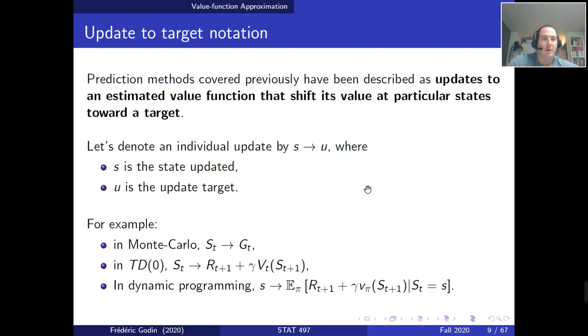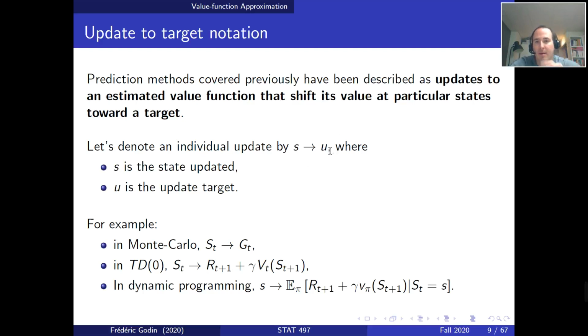So a bit of notation to explain what we will do subsequently. All the previous algorithms seen in previous chapters could be represented by the following notation. S arrow U means the following. We update the value of a state S by using the target U.